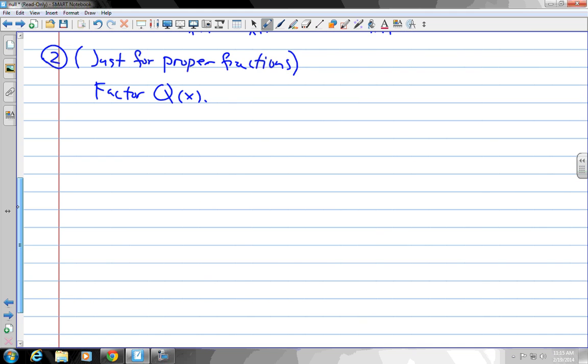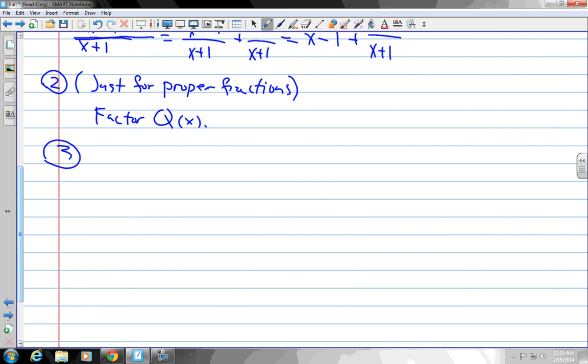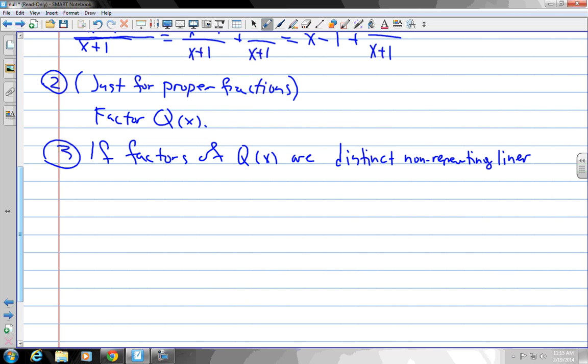So let's say here's a hypothetical. If the factors of q of x are distinct, non-repeating, linear factors, then life is good. So it's all different factors, nothing repeats, they're all linear. Then we're going to do this.